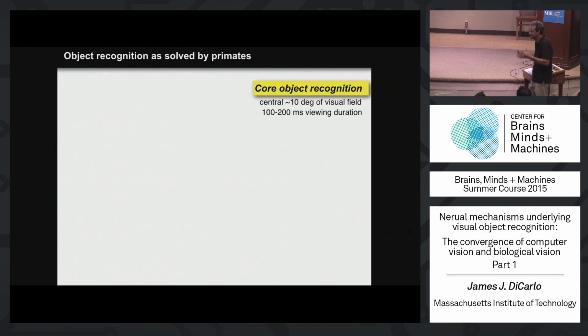And that ability to do what I just showed you there, we think is the core of how you analyze or build up a scene like this, at least how the ventral stream contributes. And therefore we call that core recognition, which I define as a central 10 degrees of visual field, 100 to 200 millisecond viewing duration. And again, it's not all of object recognition, but we think it's a good starting point.